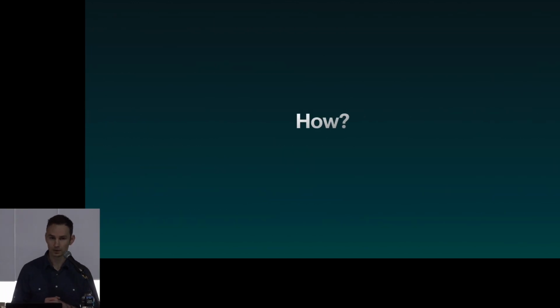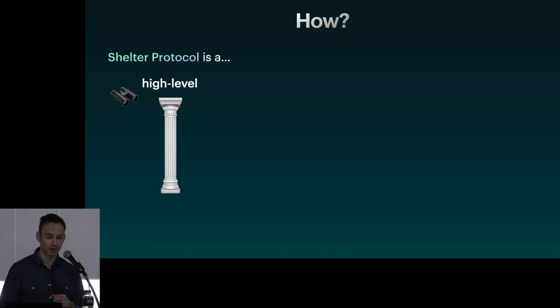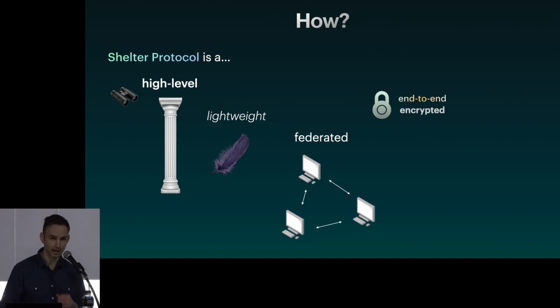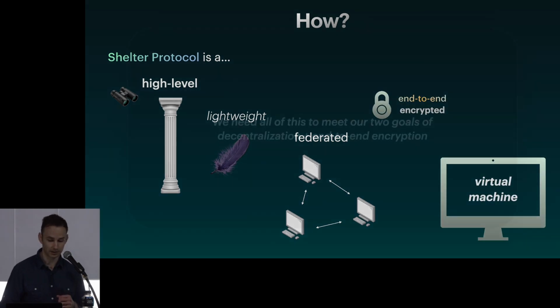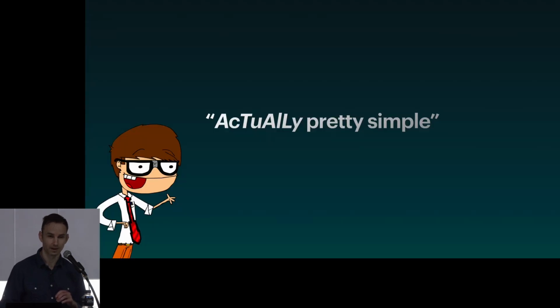So how were we able to accomplish this? Shelter Protocol is a high-level, lightweight, federated, end-to-end encrypted virtual machine. We need all of this in order to meet our two requirements of decentralization and end-to-end encryption. And you could say that actually, it's pretty simple. And this is half true. Conceptually, it is pretty simple.